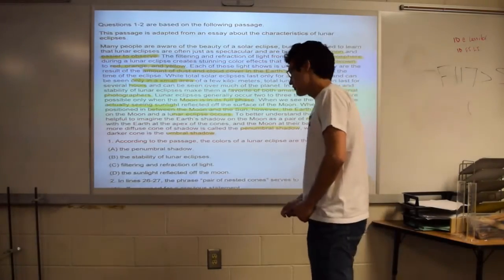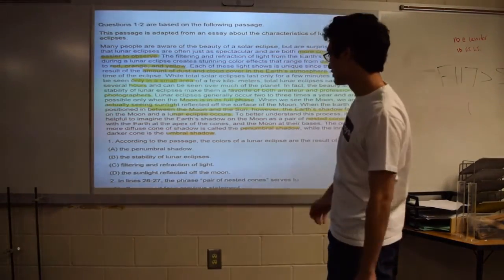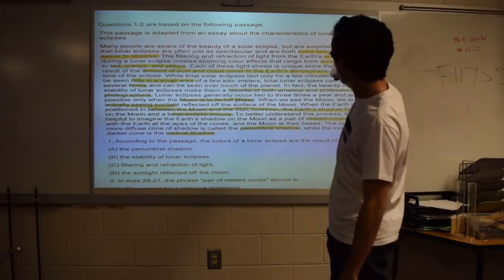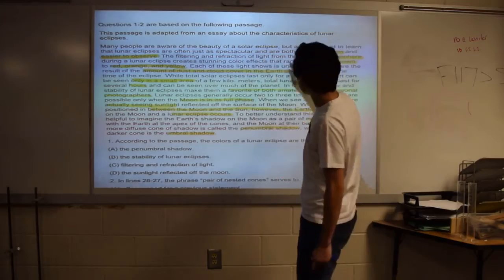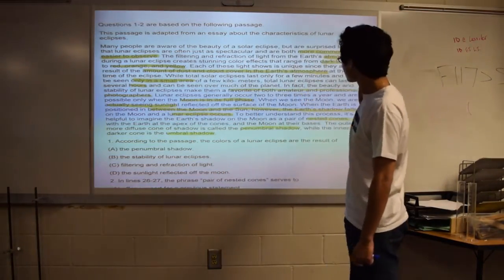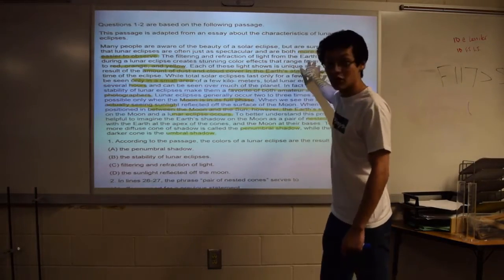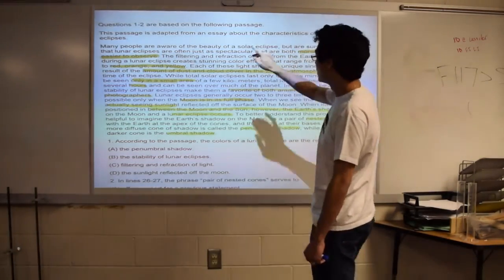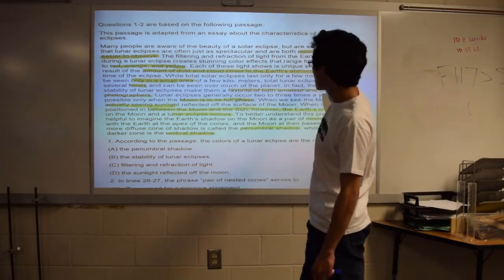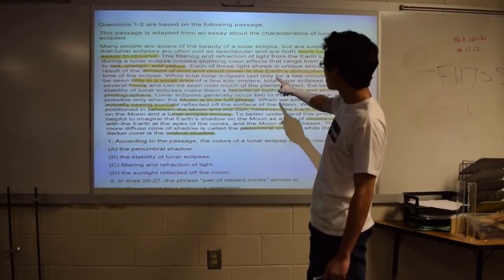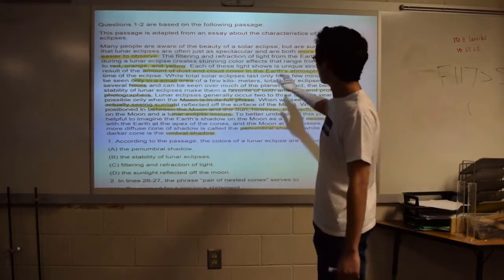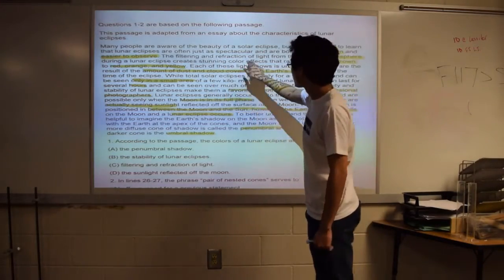So let's look at what we have highlighted to see if we have something that relates to that. As I said earlier, we highlighted all the colors because that's a simple concept that could make questions out of. So we can look at this sentence because we know that the answer to the question is most likely here. This sentence says, starting from the beginning, the filtering and refraction of light from the Earth's atmosphere during a lunar eclipse creates stunning color effects that range from dark brown to red, orange, and yellow. So these colors are a result of the filtering and refraction of light.